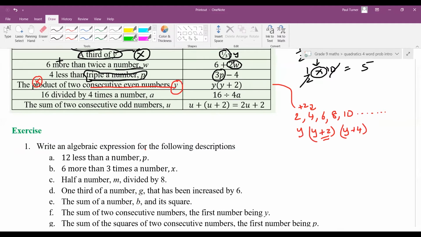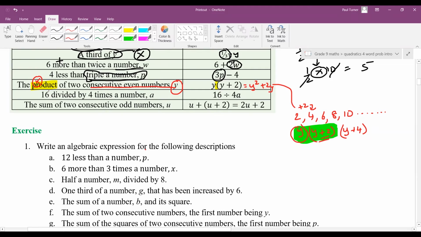But we're really only interested in the first 2 here. If I have 3 consecutive even numbers, we would include this one here, the y plus 4. And it says product here, so we multiply. So the first number is y. The second number is y plus 2. So y times y plus 2. And you may want to expand that, y squared plus 2y, later on, but for this exercise, it doesn't matter.